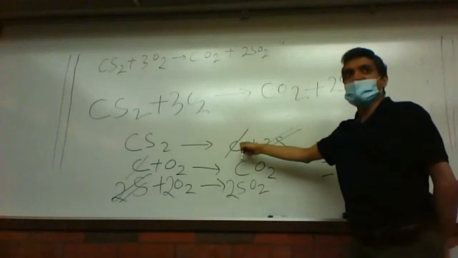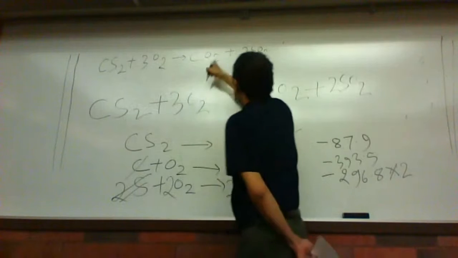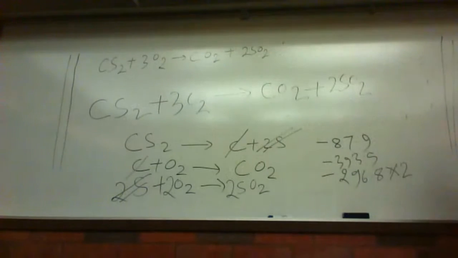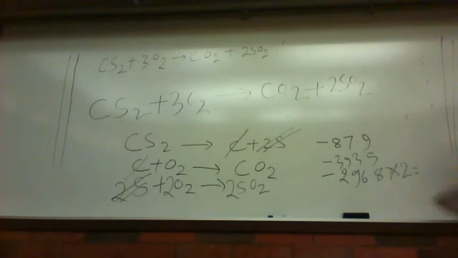See here how, by adding these three equations, I got exactly the same equation I need: CS2 plus 3 O2 gives CO2 plus 2 SO2. I got that equation, right? Same thing? Now you need to add the heat together. If you multiply this heat, 296.8, by 2, you get minus 593.6. So 2 multiplied by this gives you 593.6, right?